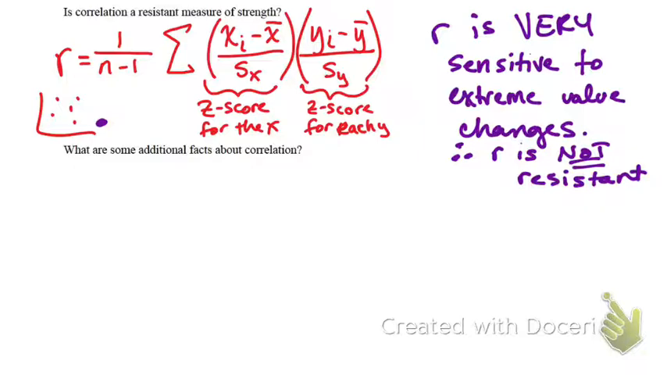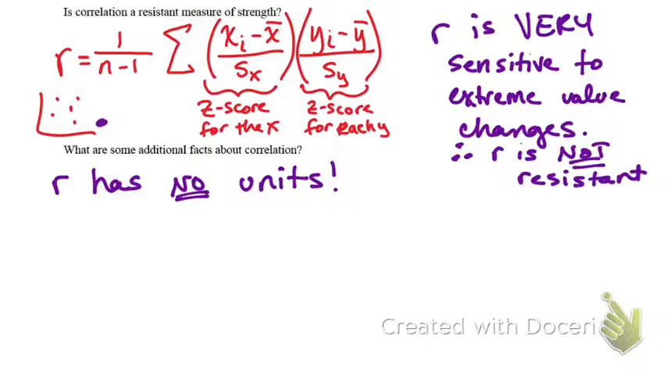All right, some additional facts about correlation. Because I'm taking each x and each y and standardizing it, R, your correlation, has no units. Just like z-scores have no units, R has no units. They all cancel out. None. Zero. Zilch. If you see an R value given that has units, something is wrong. R has no units.